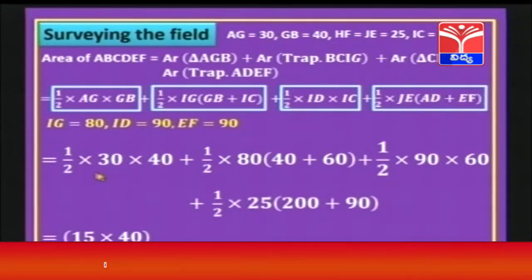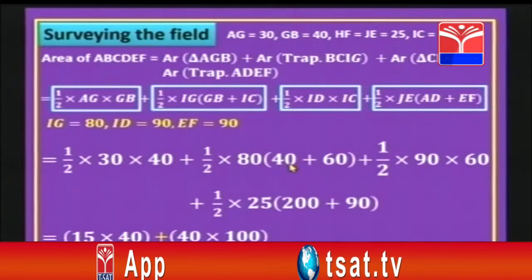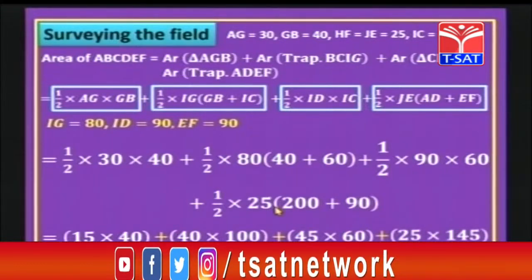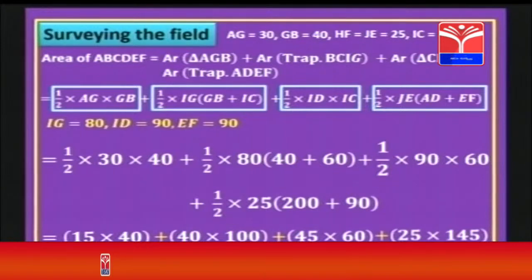Now let us simplify, children. So 2 goes in this 15 times, so 15 into 40. And here 2 goes 40 times, 40 into 40 plus 60, 100. 2 goes 45 times, so 45 into 60. Finally here 25 into 290 divided by 2, so you get 145.